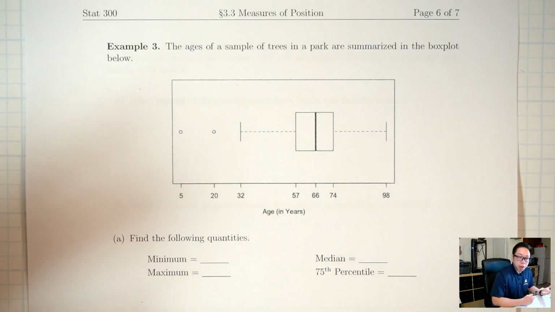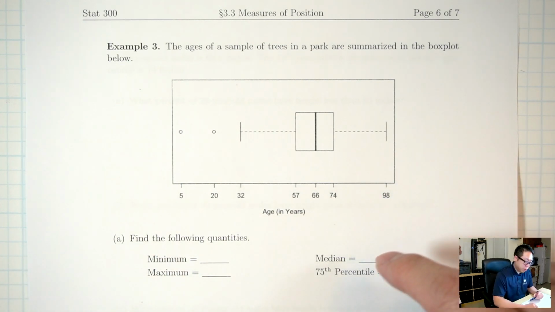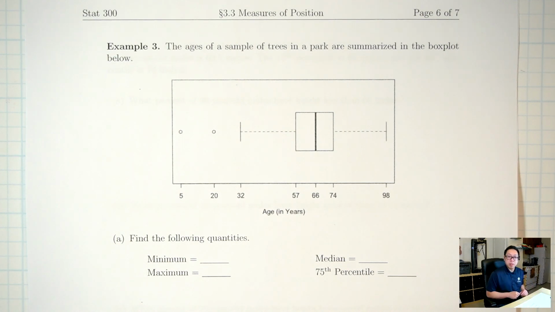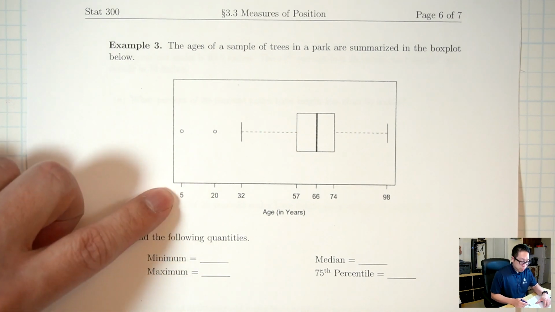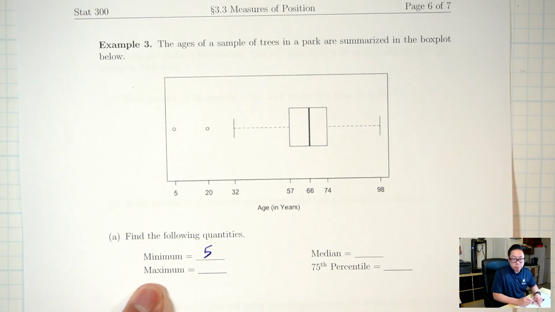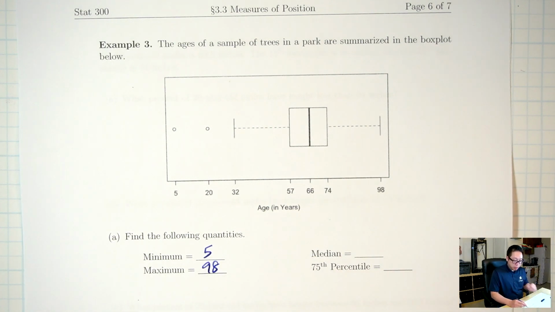Now that you know how to make a box plot, can you go backwards? If I give you a box plot, can you read it? So example 3 says the ages of a sample of trees in a park are summarized in the box plot below. There it is. Find the following quantities: the minimum, maximum, median, and 75th percentile. Minimum is pretty easy. It's the smallest number. It's 5. Maximum, biggest number, 98. Okay, median and 75th percentile.